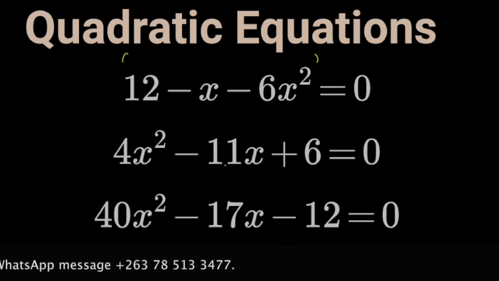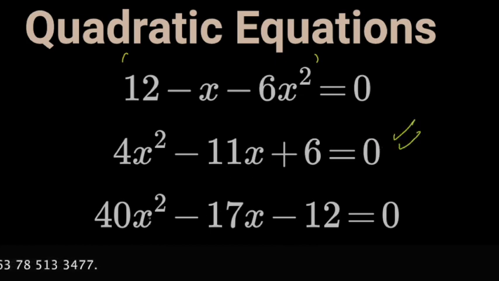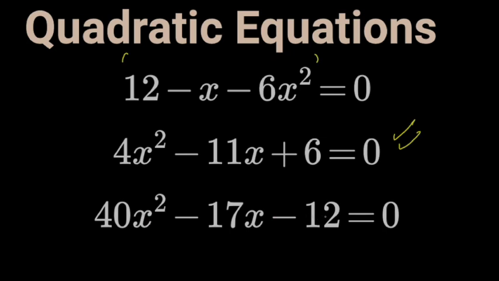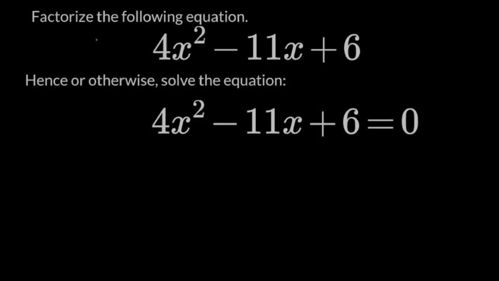So we'll be doing this one here, and then we'll do another video where we'll be doing a more difficult one, 4x squared minus 17x minus 12. So the question asks us to factorize the following expression. This is supposed to read expression, because you don't have equal to 0 here. Factorize the following expression: 4x squared minus 11x plus 6. Hence or otherwise, we're going to use the same algebraic factors that we find from this step here.